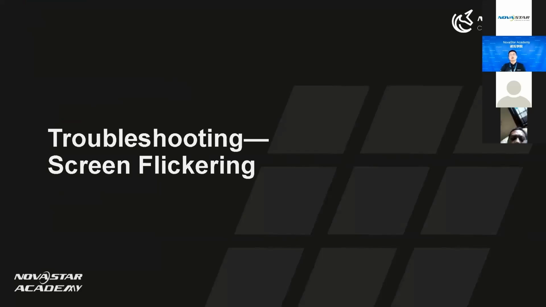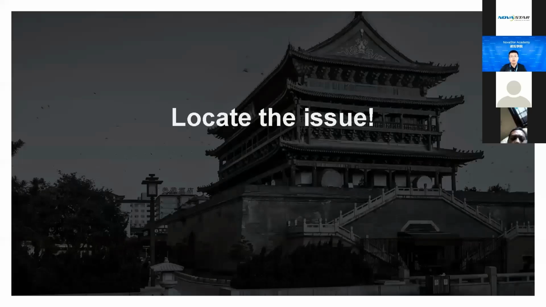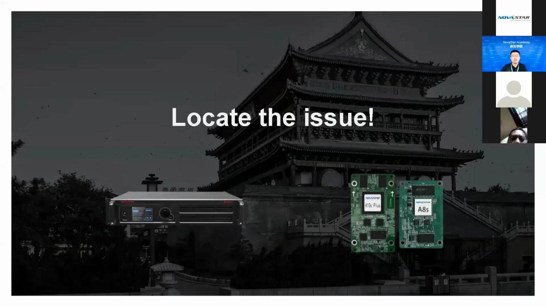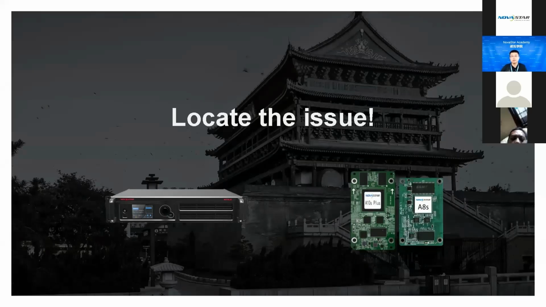Okay. Then the second topic is screen flickering. Same as the blackout issue, to resolve the flickering issue, we need to locate which part of the control system caused that. Sending card and receiving card are the most important parts in the control system. But how to locate the issue? Are there any tools we can use? Are there any tools NovaStar can provide to help you do the troubleshooting?